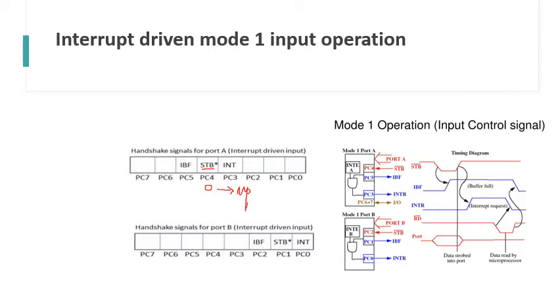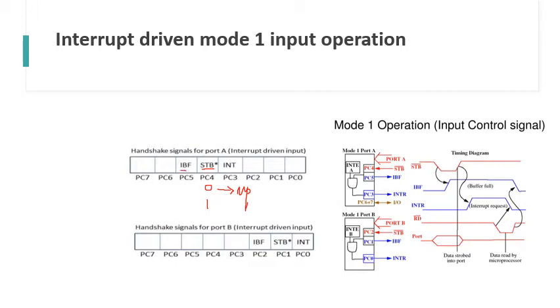When the pulse ends, that is, when the STB pin goes from 0 to 1, the data provided by the input device is latched to the input buffer. It means that the input data is stored at the port of the microprocessor to pick up.